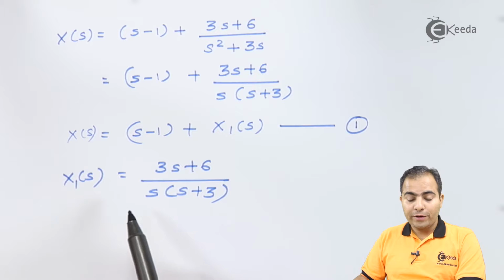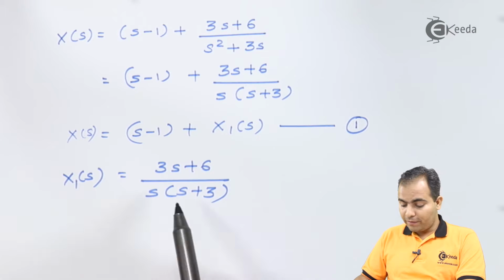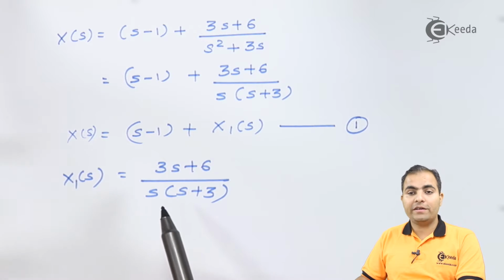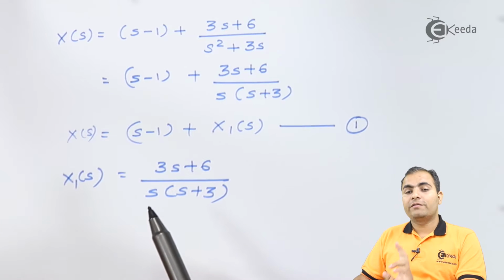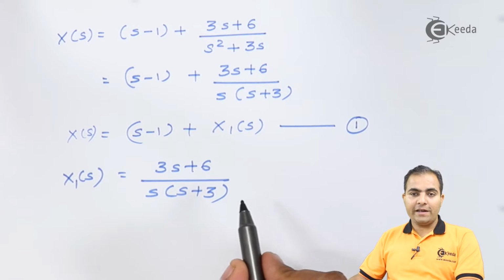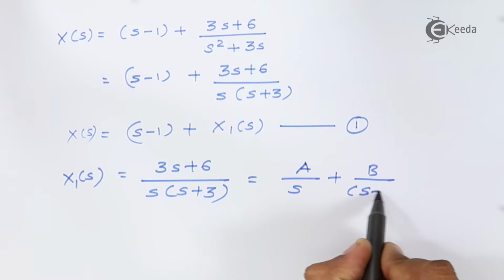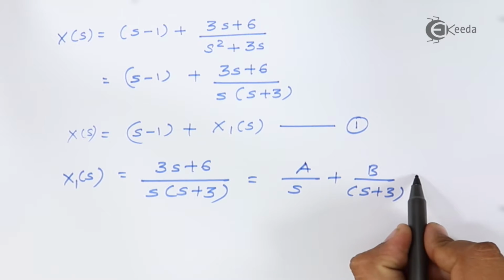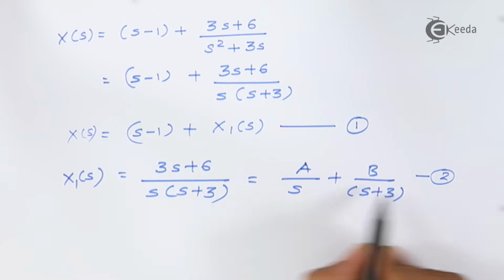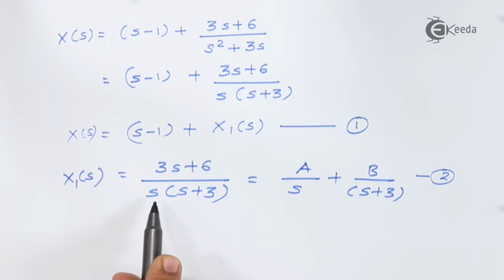now what we are going to do, we are going to find out a partial fraction. But before moving to partial fraction, how many poles are there? We have 2 poles, which means we'll use 2 different variables. Let's say A and B are the 2 variables. Now I represent it as equation number 2. Now just do the cross multiplication.